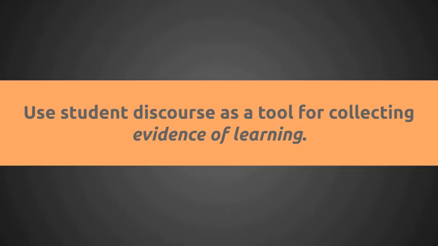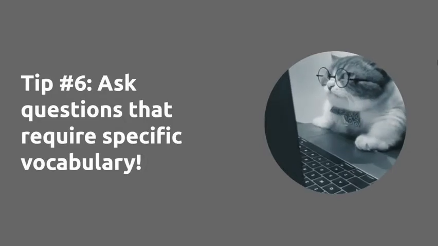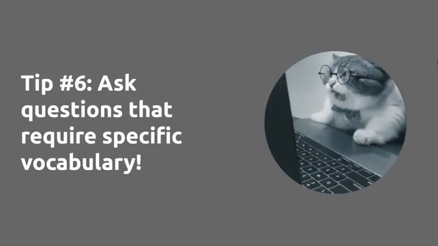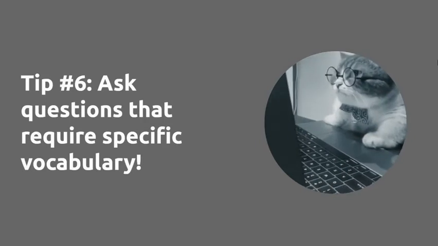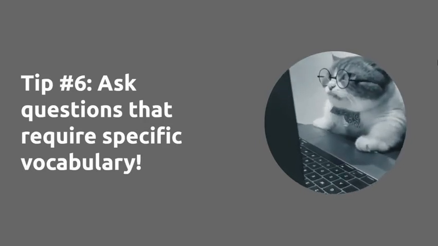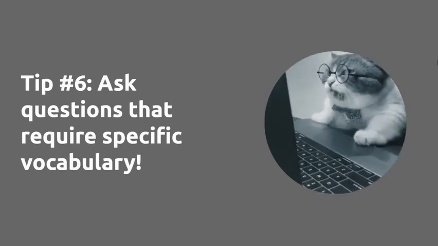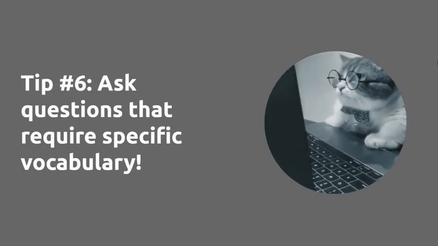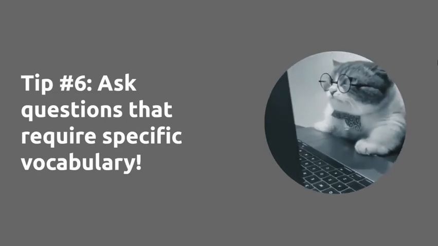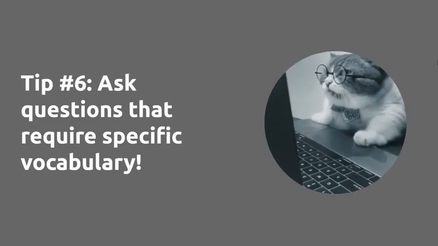In a remote learning environment, we can assess learning when students make their thinking visible or audible to their peers. Tip number 6, ask questions that require specific vocabulary. Discussions can be used to assess application of knowledge when we provide an expectation that students use disciplinary vocabulary.